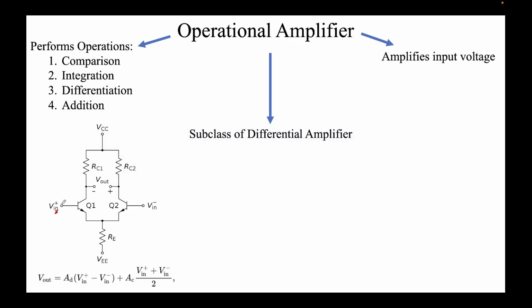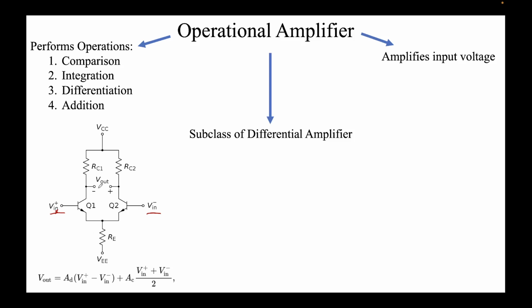So a differential amplifier has two inputs. We call this input V in plus and this is V in minus. What the differential amplifier effectively does is take the difference of these two inputs and amplify it by a factor. So the formula is written here. We have V out, which is the output voltage, measured here.